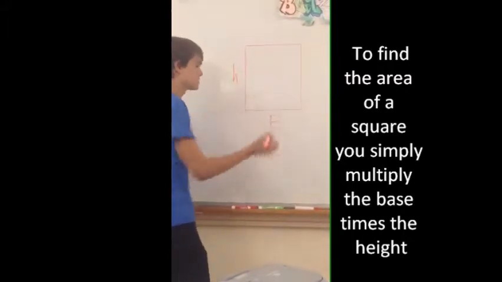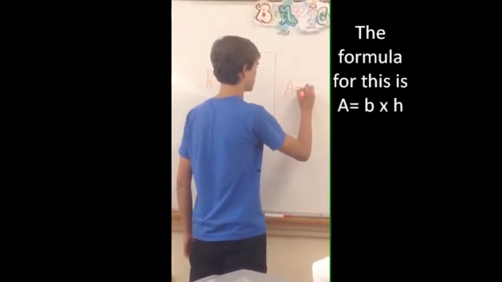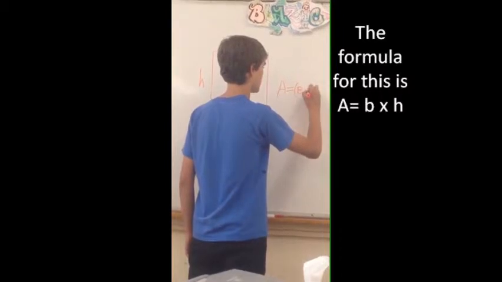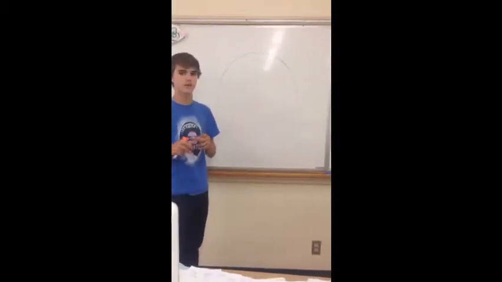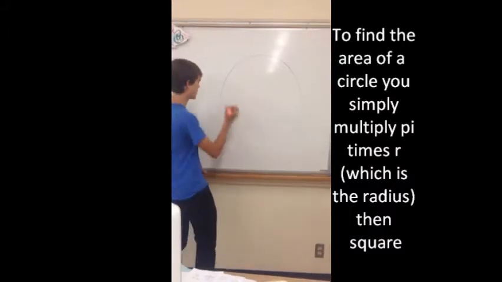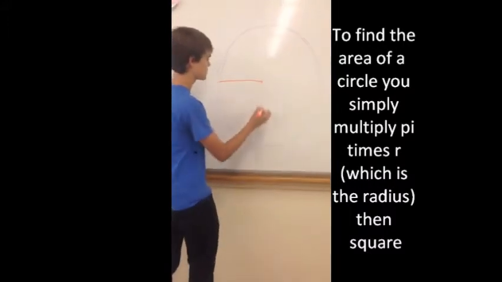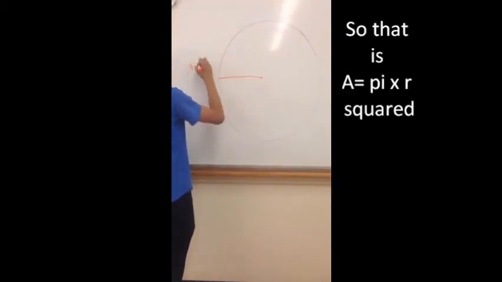Times height. The formula for that is area equals base times height. To find the area of a circle, you simply multiply pi times r, which is the radius, squared. So that comes out to pi r squared.